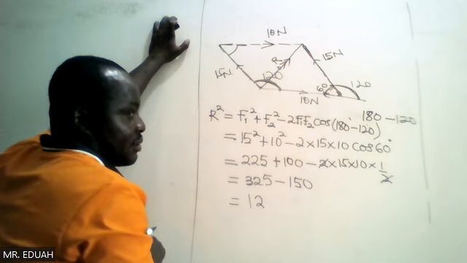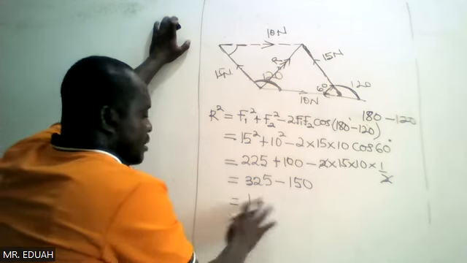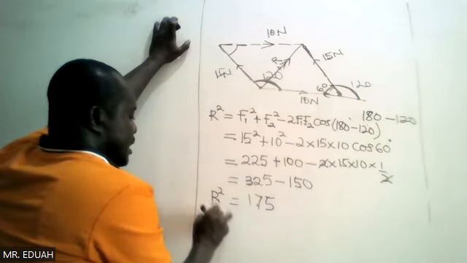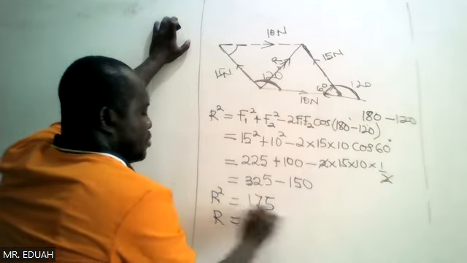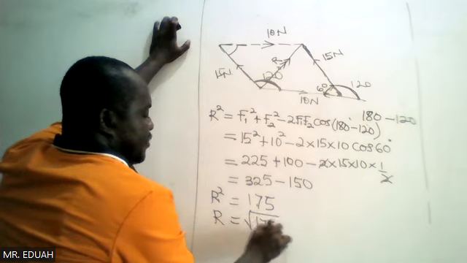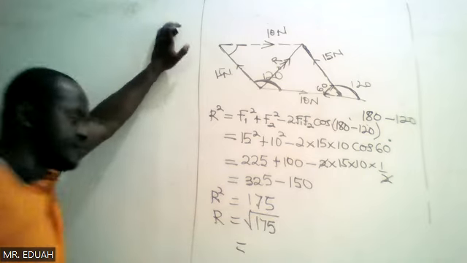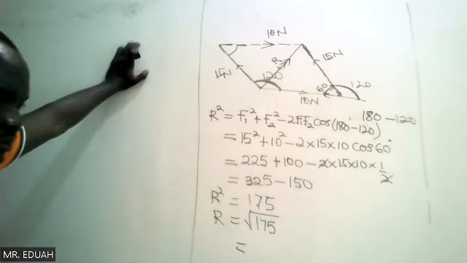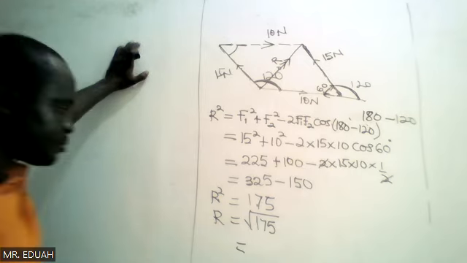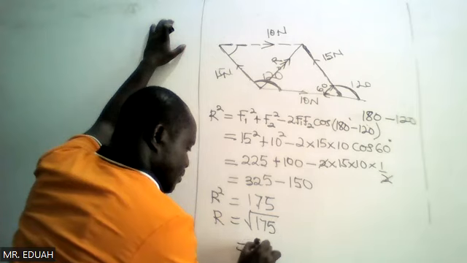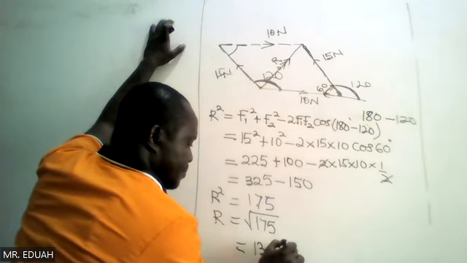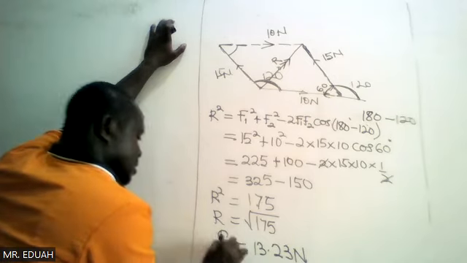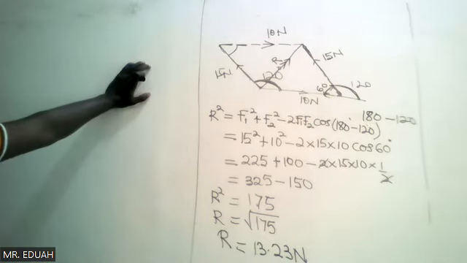Is it 175? 175 for r squared. Now r is equal to the square root of 175. And that is square root of 175, 13.228. So that's the resultant.